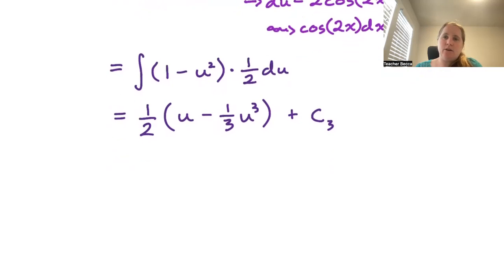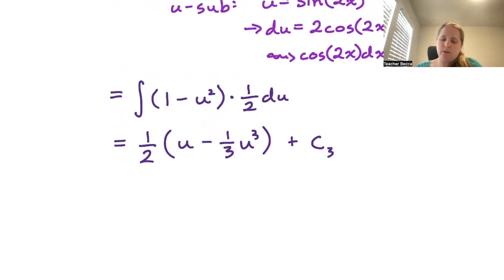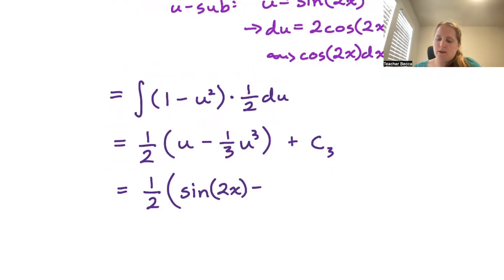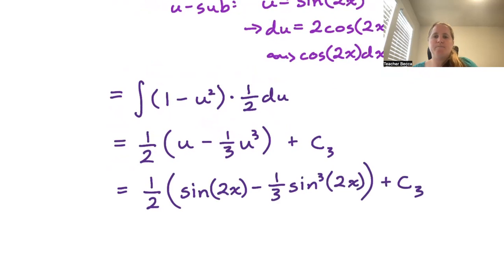Plugging back in our u equals sine of 2x, we have this is equal to 1/2 times, in parentheses, sine of 2x minus 1/3 sine cubed of 2x, and then plus c3.